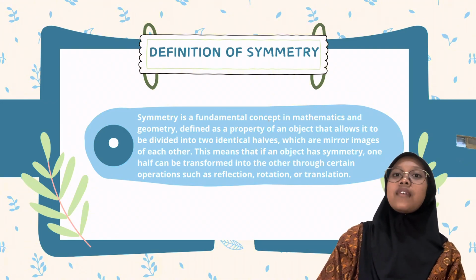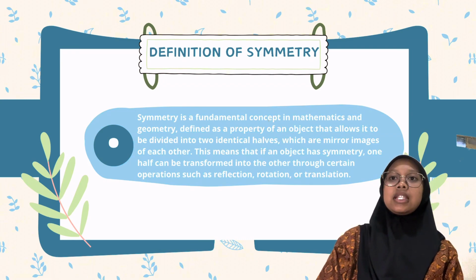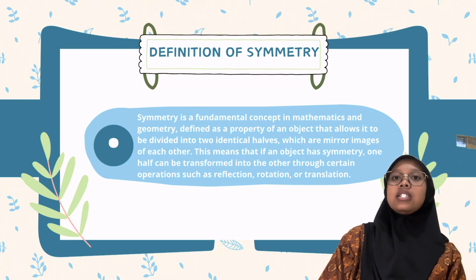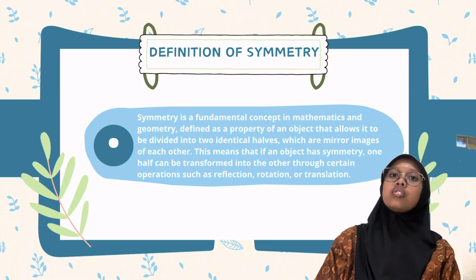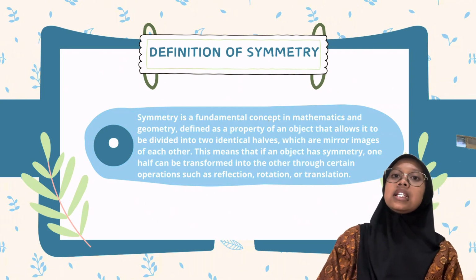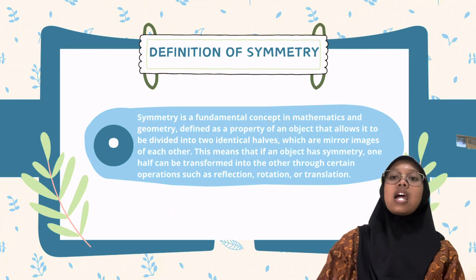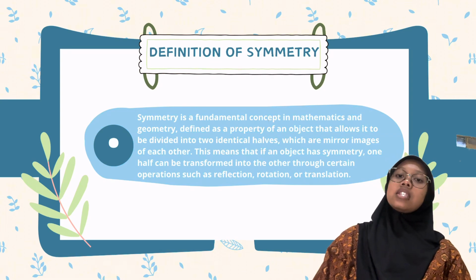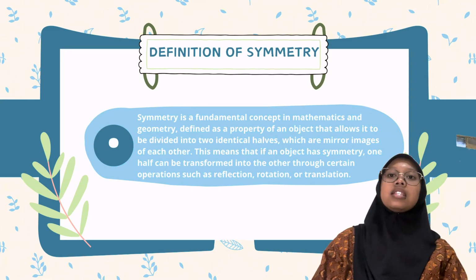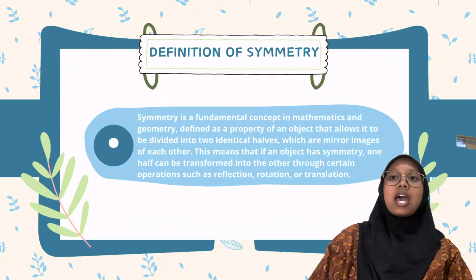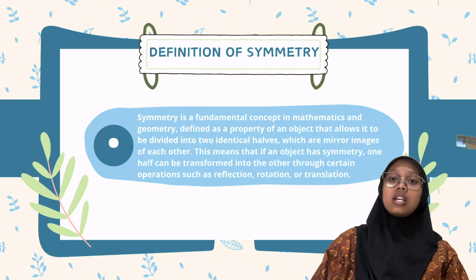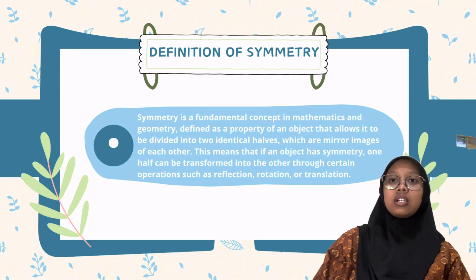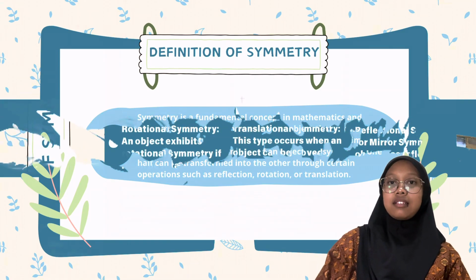Symmetry is a fundamental concept in mathematics and geometry, defined as a property of an object that allows it to be divided into two identical halves, which are mirror images of each other. This means that if an object has symmetry, one half can be transformed into the other through operations such as reflection, rotation, or translation.